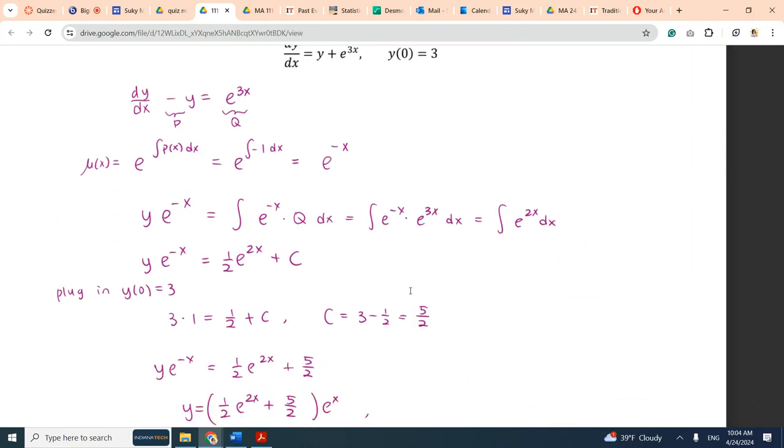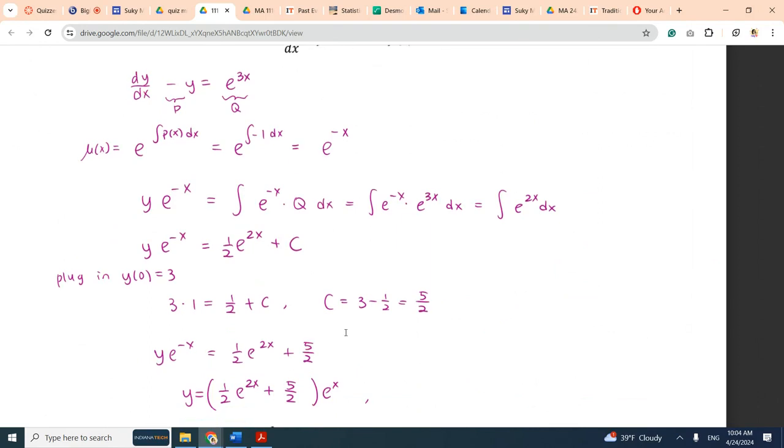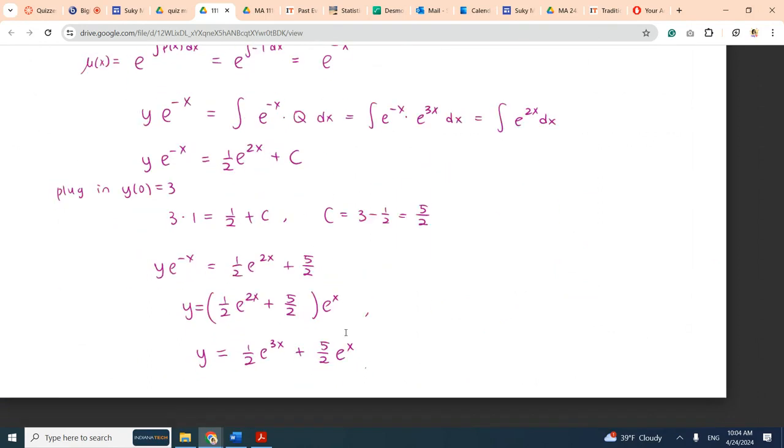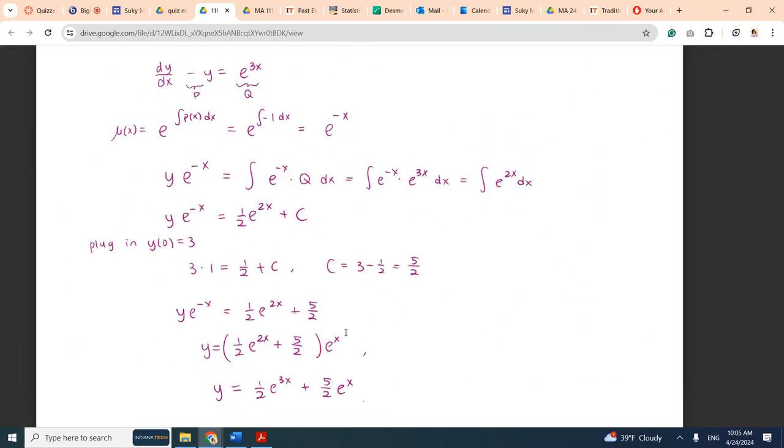Then we plug in the initial condition to find the c. And for the first order linear ODE, it's very easy to solve for y. You multiply both sides by e to the x, and then we can solve for y. So I will ask you to solve for y for the first order linear differential equation. So far, so good, everybody?